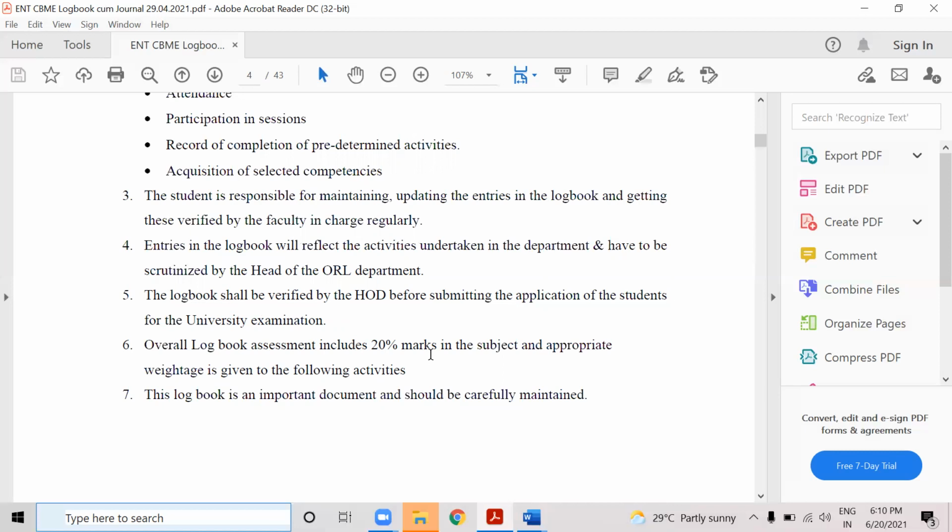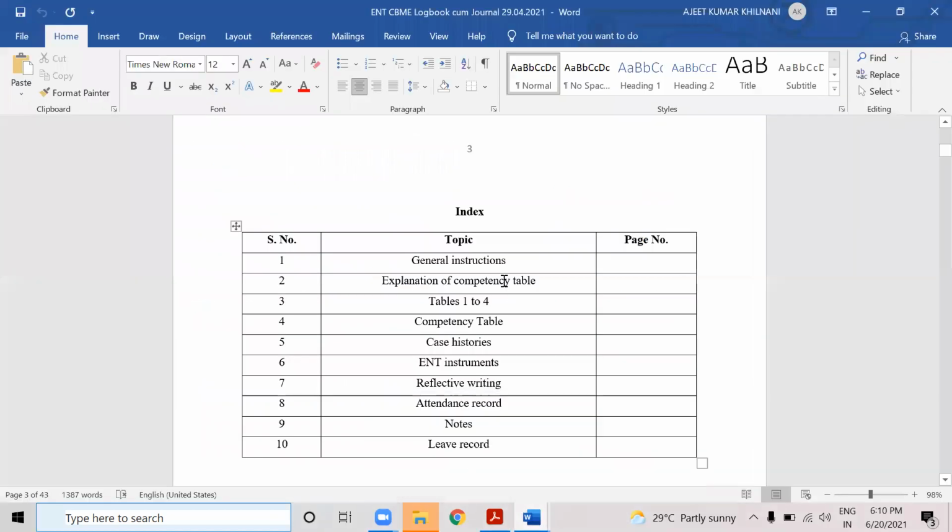So in ENT, we say that there are 100 marks in internal assessment in theory and 100 in practicals. Out of these 100, 20 in theory and 20 in practicals will be given for completed logbook submission. And it is an important document, should be carefully maintained. So as I told you, the student will have to maintain it for 2 years, in phase 2 and in phase 3.